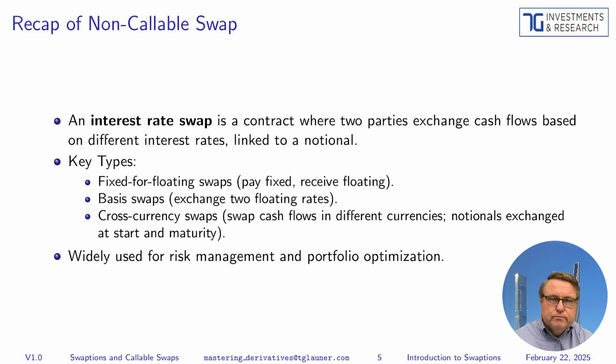The primary types of swaps include fixed for floating swaps, where one party pays a fixed rate and receives a floating rate. Basis swaps involving the exchange of two different floating rates, and cross-currency swaps, which involve swapping cash flows in different currencies with both notionals exchanged at the start and end of the contract. These instruments are extensively utilized for risk management and optimizing portfolios, as well as investment banking.